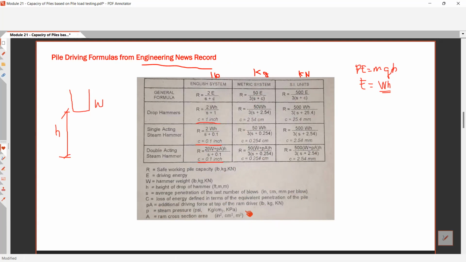Okay, so don't worry, you can use na lang kung ano yung lagay nyo lang yung unit dito sa equation and determine nyo lang saan yung magka-cancel out. Malalaman nyo yung final unit natin, kung ano yung unit ng capacity. Okay, so again, the general formula is R equals 2E over S plus C for English. For metric, that is 50E over 3S plus C. And for SI, that is 500E over 3 times S plus C. Okay.